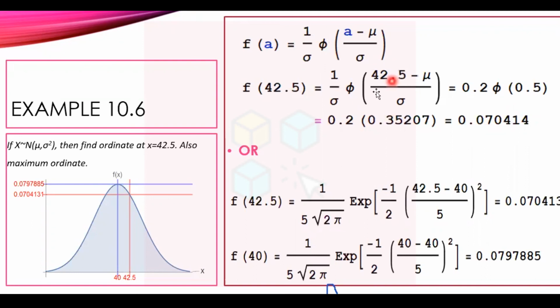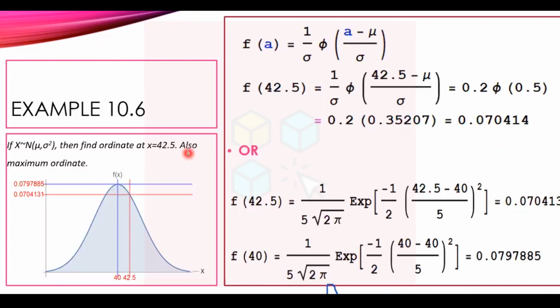The other way to find this ordinate is to substitute 42.5 directly in the density function. In the density function, 1 over sigma root 2 pi, sigma is replaced by 5, mu by 40 and x by 42.5, and calculating it we will get 0.0704131, which is similar to this one.